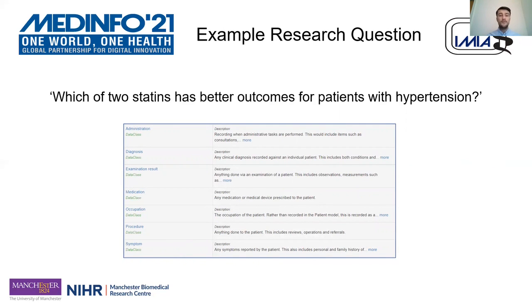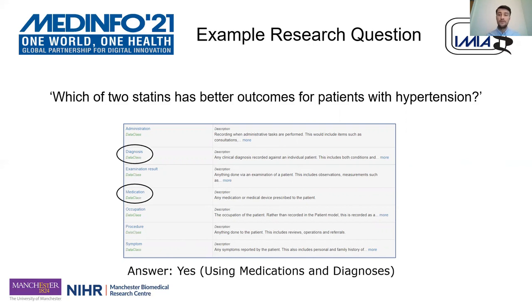To answer this question, the participant needed to work out whether the information needed was available. In this case, medication data was needed for statin prescriptions, and diagnoses were essential to find hypertension patients. There is also data on symptoms and examination results, so outcomes can be compared across patients.